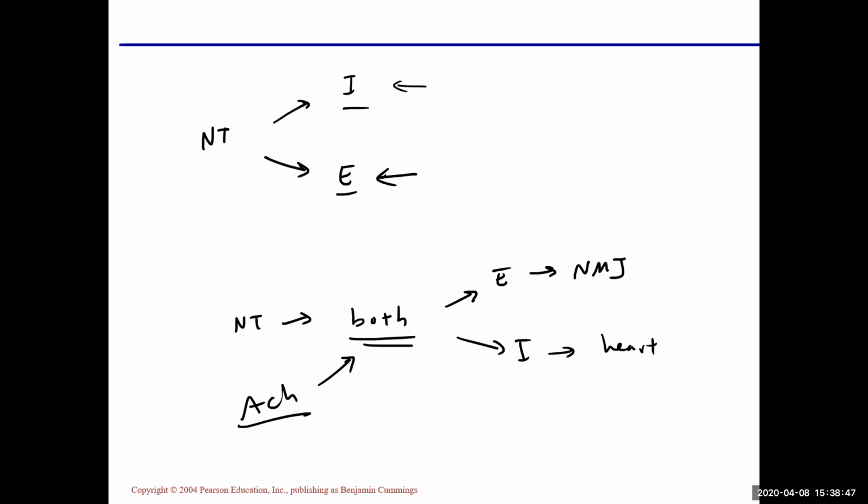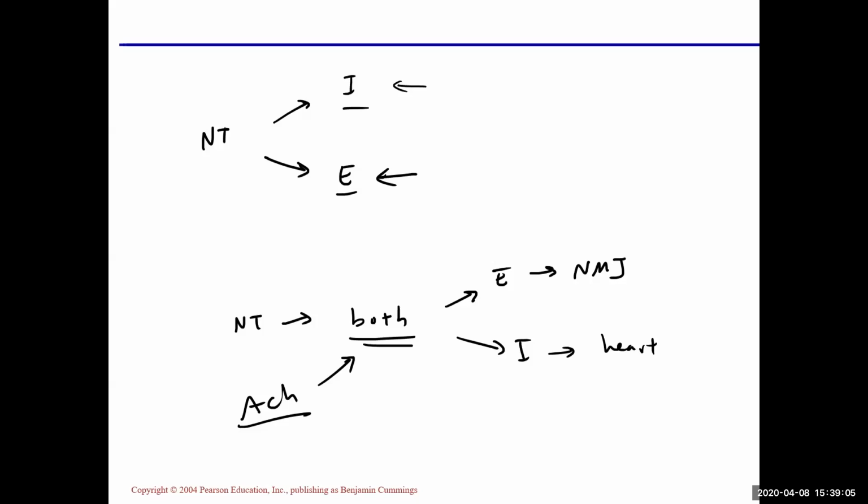We'll discuss that a little bit later on in chapter 14. So it could have both, depending on the location, and more importantly, because there are different types of receptors, they could do different things. So that was another concept.